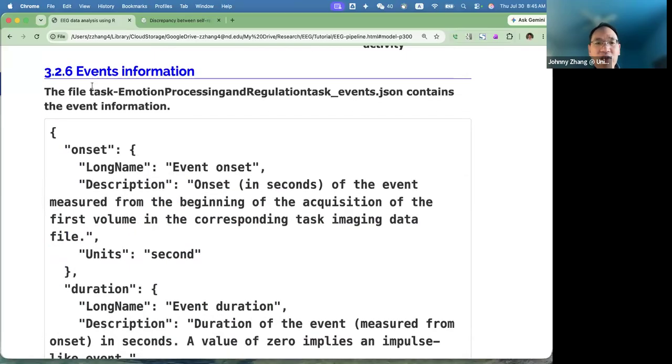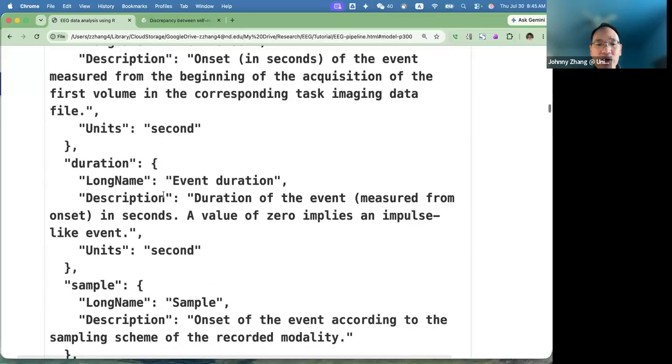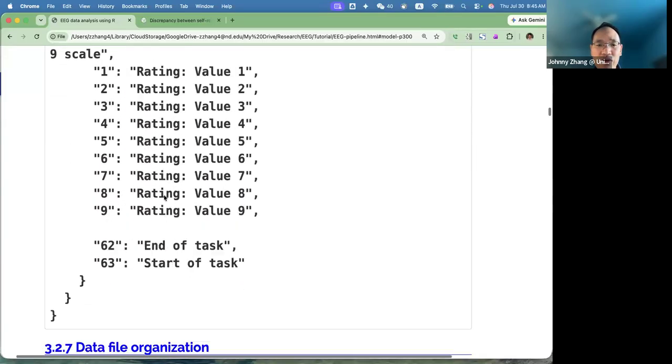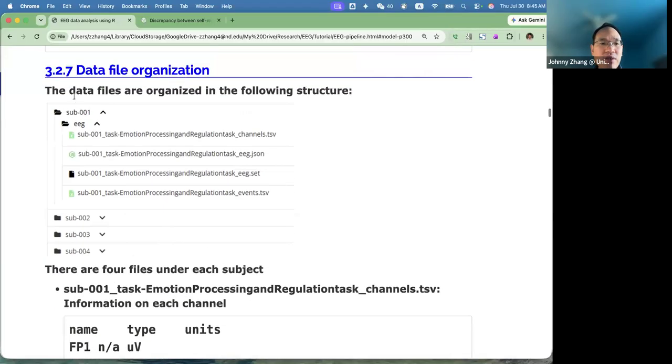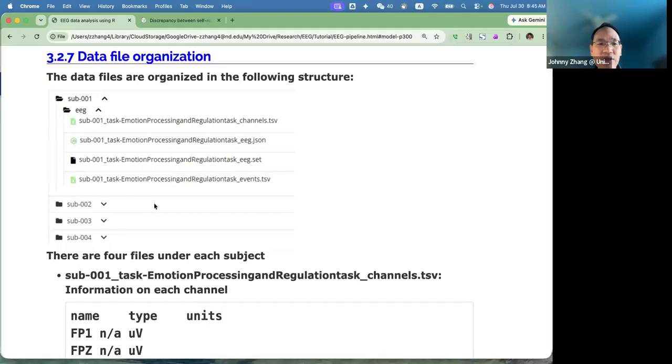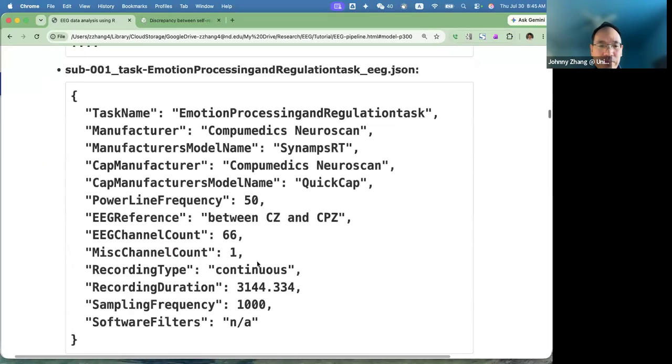and we also see the event information. So I'm not going to go through this again. This is how the data are organized. It's the same as before. Within each subject, we have the data, and then we have four files for each subject.